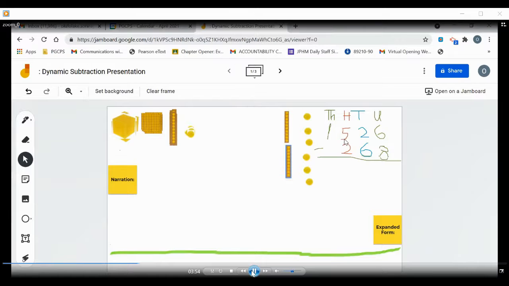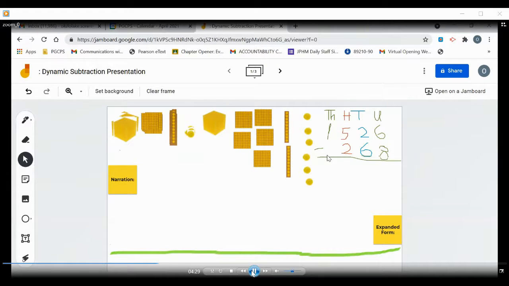Now I will go and get 500 squares. 100 squares, 200 squares, 300 squares, 400 squares, 500 squares. I have 500 squares. Now I will get the 1,000 cube from the bank. 1,000 cube.